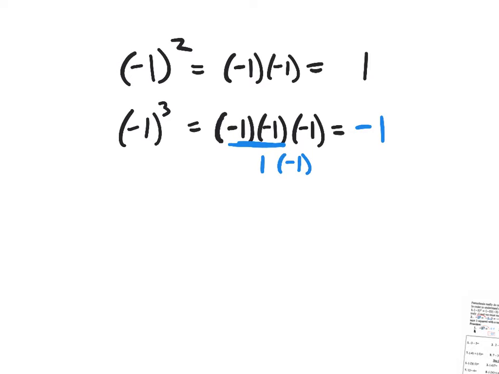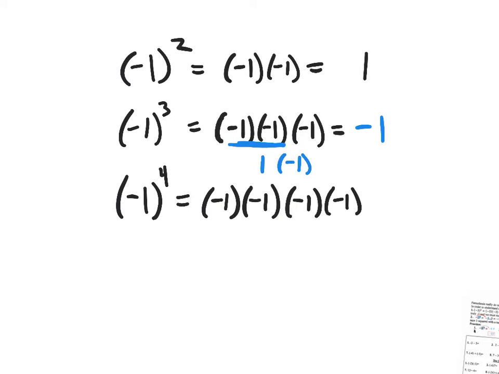And if we were to do negative 1 to the fourth power, and you expand it, you could group them again. Negative times a negative is a positive, so it's really positive 1, and then negative times a negative is a positive, so you have 1 times 1, so your final answer is positive 1. And if you keep going, you're going to see a pattern here.